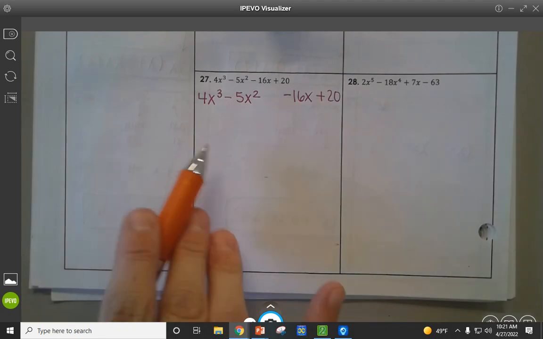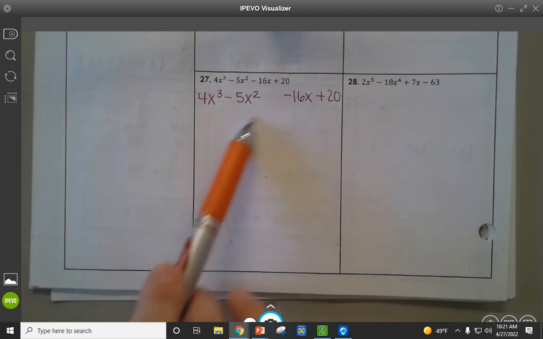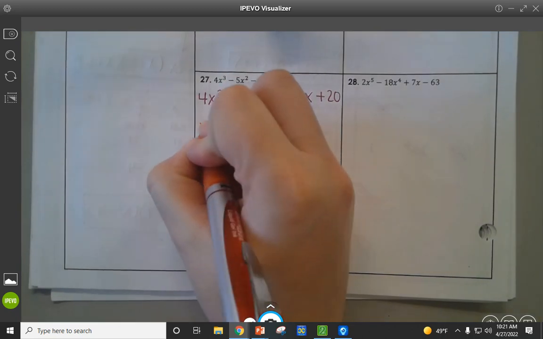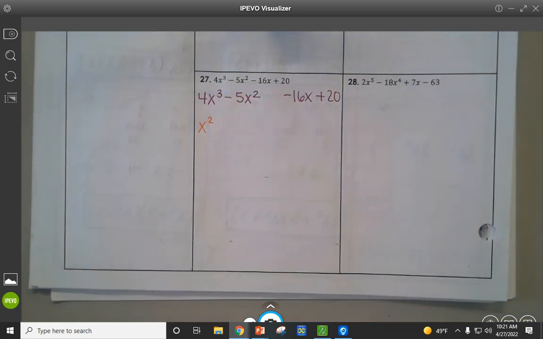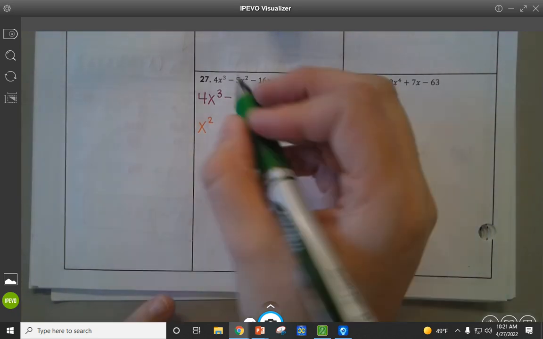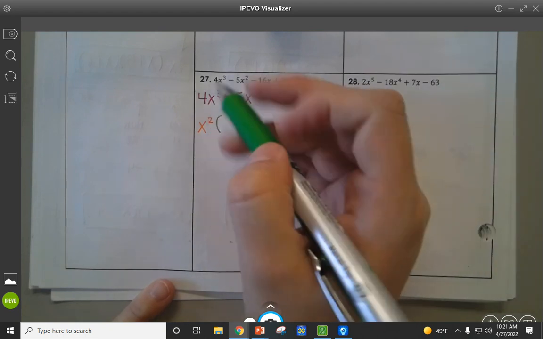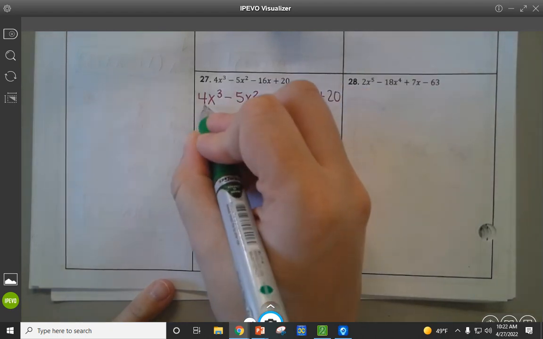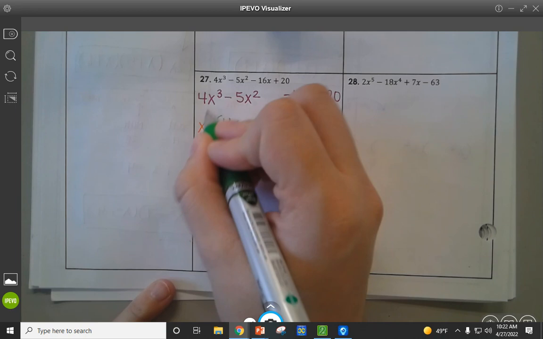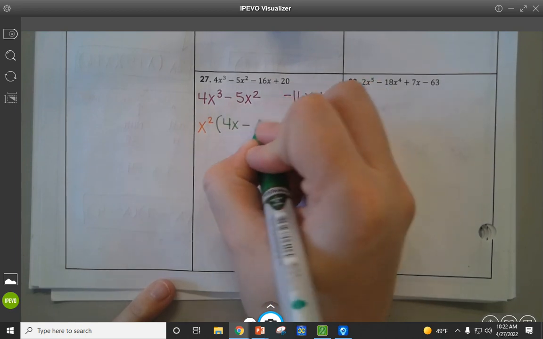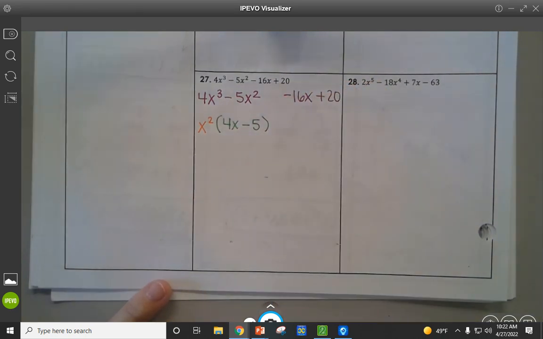What is the GCF of this first set? x squared. It's just a coincidence. It's not always x squared the very first time. What's left? 4x, because that one had the 4 that didn't get divided out. x minus 5.